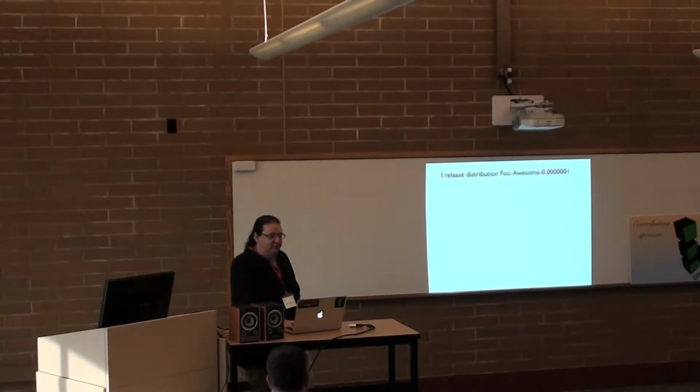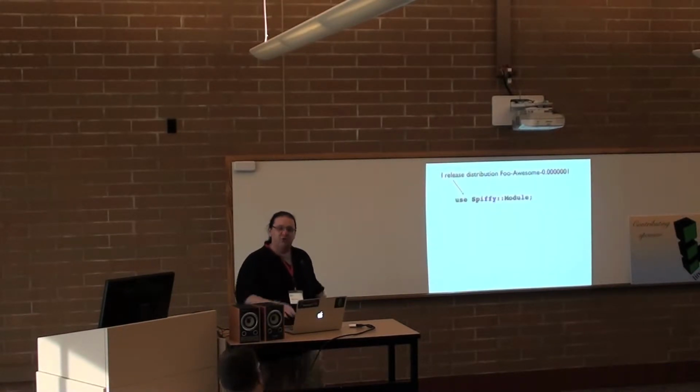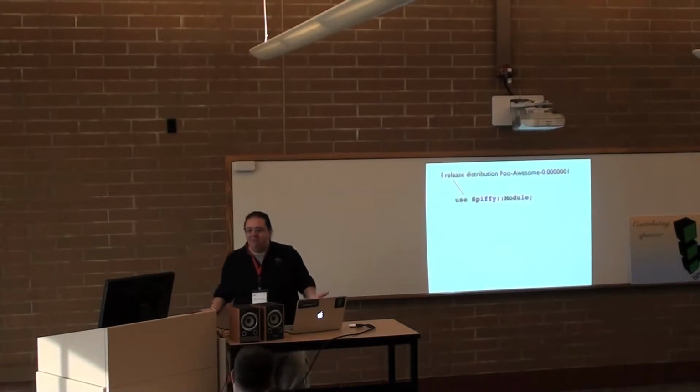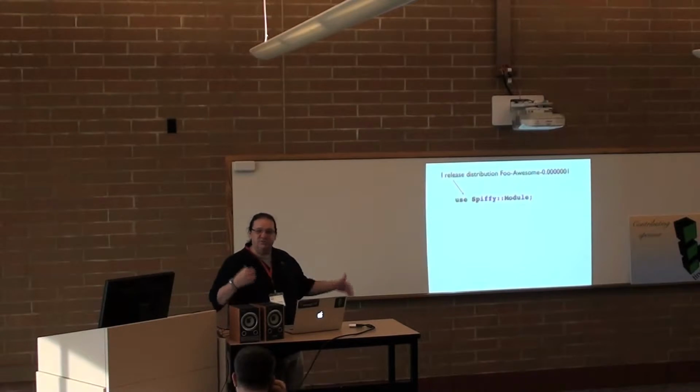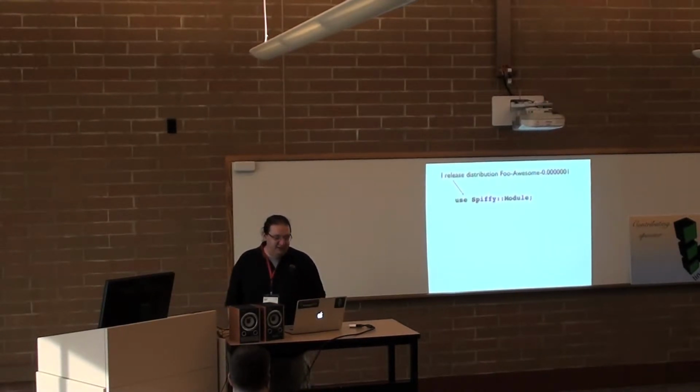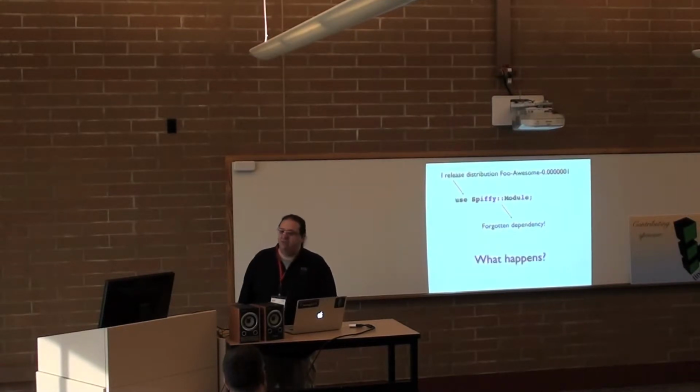Let's suppose I release a new distribution. Here it is, Foo::Awesome. And in my Foo::Awesome code, I use this module, but for some reason, maybe I'm lazy, maybe I'm stupid, I don't use one of those many automated tools for managing my dependencies, and I forget to list this dependency in the distribution metadata. What happens when this goes out to CPAN Testers?